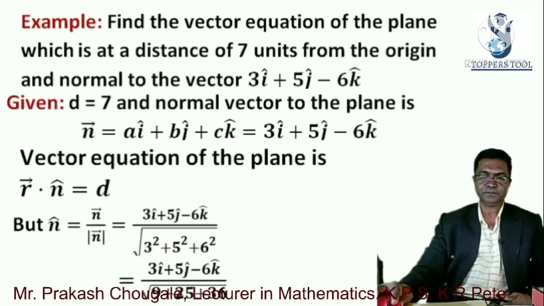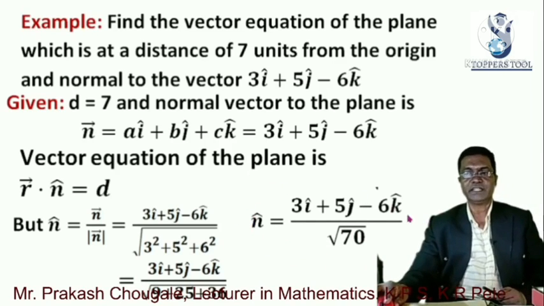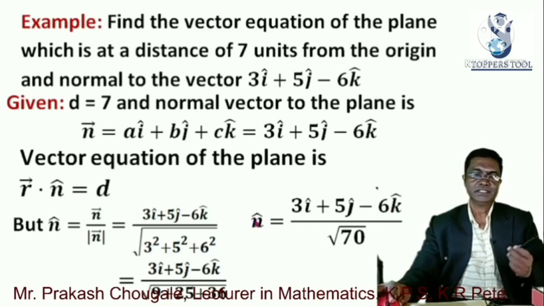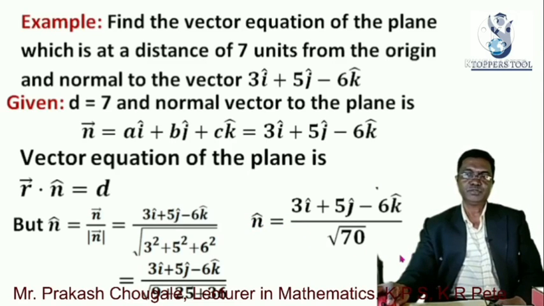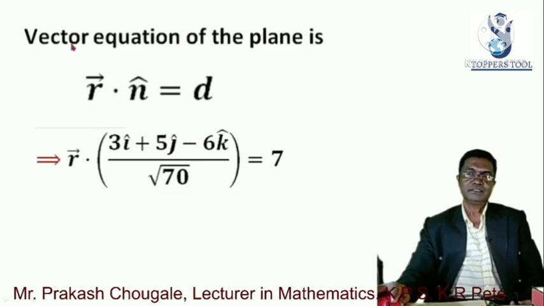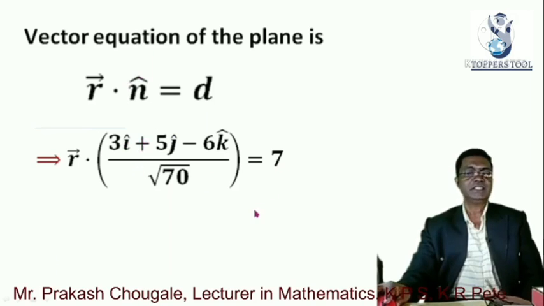So simplify it, square this, you will get this. So this is the unit vector in the direction of normal, that is n cap. So the vector equation of the plane is given by vector r dot n cap is equal to d. So substitute for n cap. So this is your vector equation of the plane.